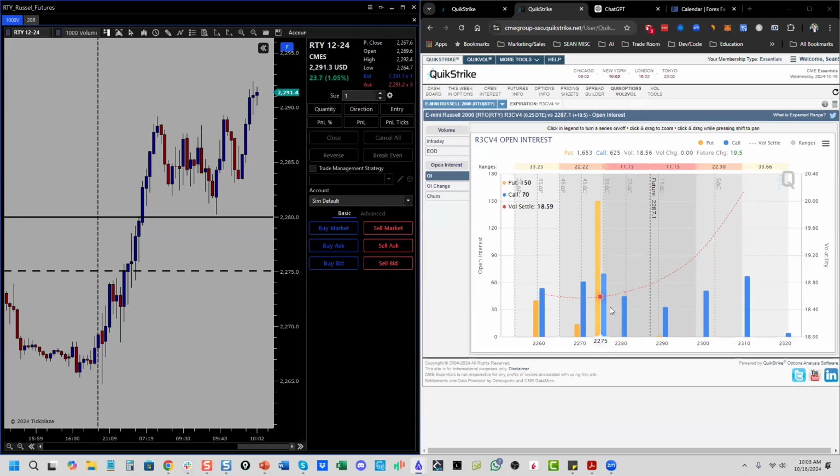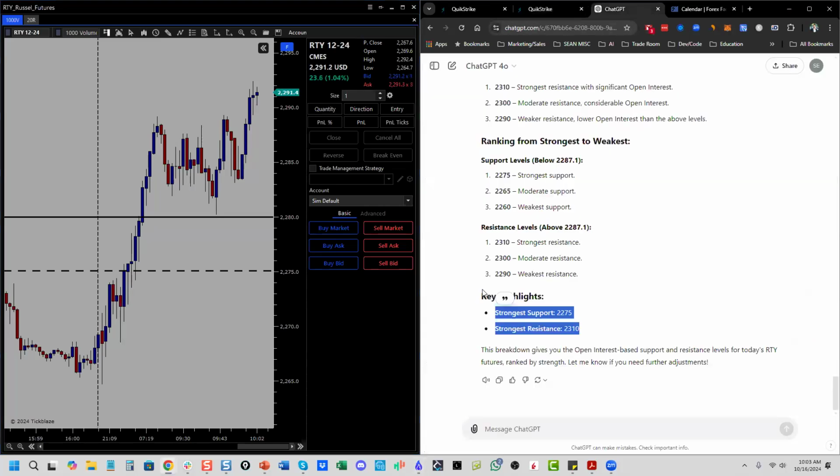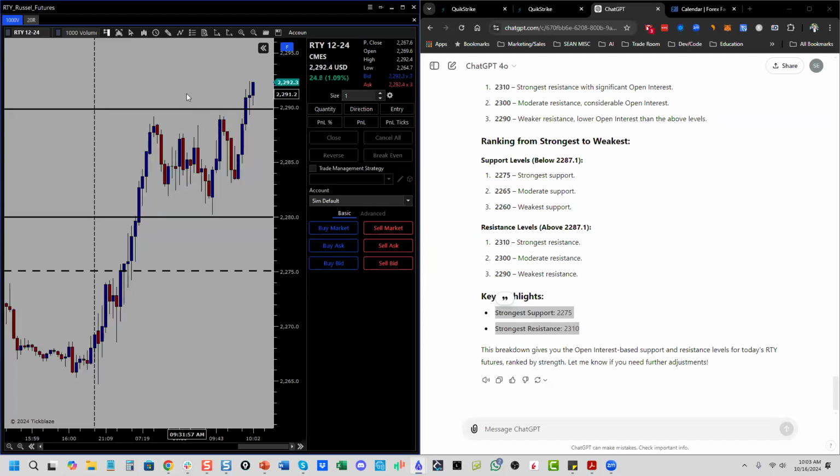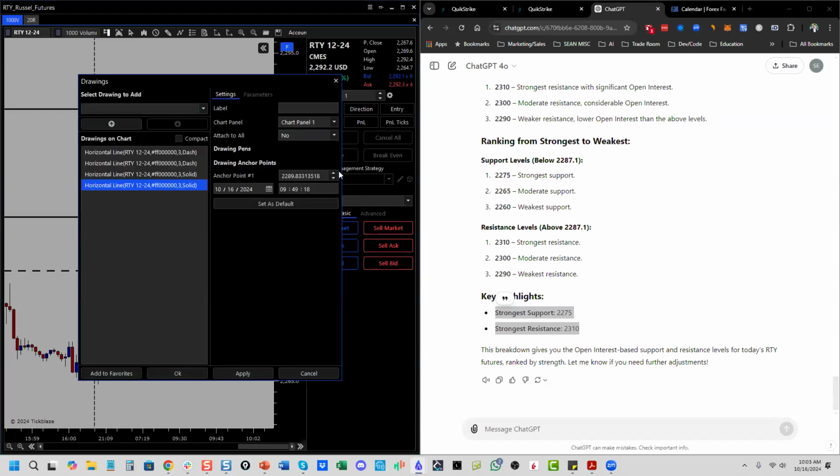Okay. So let's just go in here and map them out. So resistance, 2280, 2290. We're at resistance up here. It's the weakest resistance though. Yeah. 2290. Okay. Weakest, so I'm going to drop that third. I'm going to drop it down.